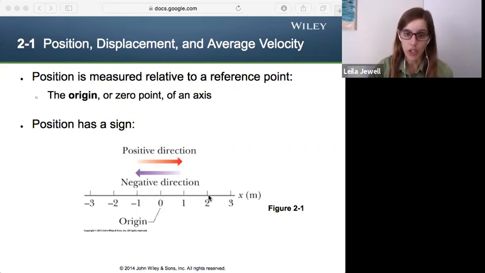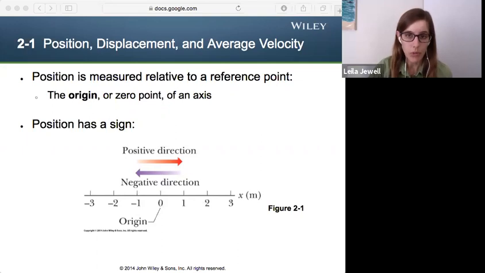So you could have a position of 2 meters relative to that 0. Note that that is a positive 2 meters. Position does have a sign because you could also have a position of negative 2 meters if you were to the left of said origin. So the sign here does matter.